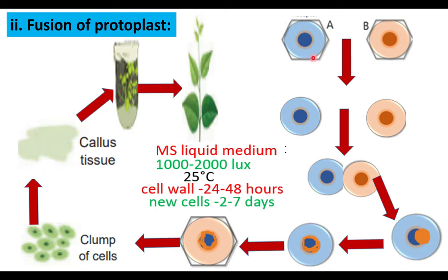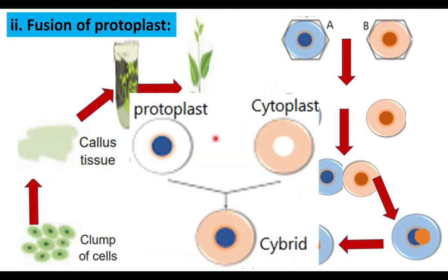It has the characteristic features of two different species. When we fuse the protoplast with the cytoplast, when we remove the nucleus of the protoplast, that is cytoplast. When we combine this cytoplast and protoplast, the resulting one is called a hybrid. Fusion of two protoplasts produces a hybrid. Protoplast fuses with cytoplast to produce a hybrid. Cell suspension culture is called plant cell culture.